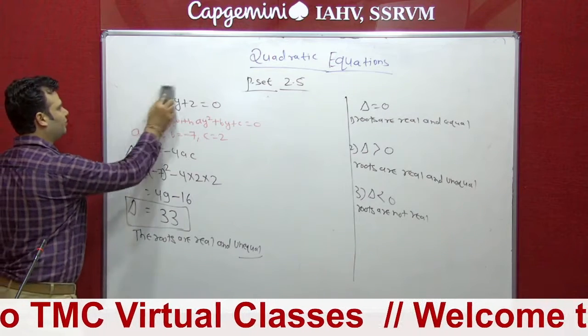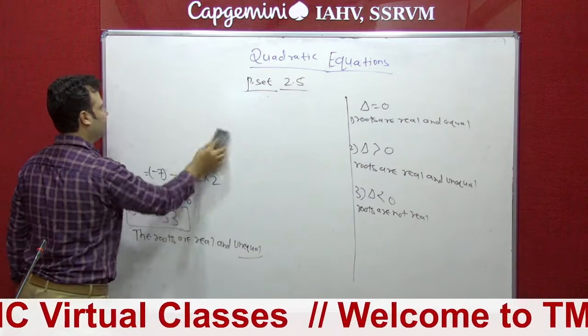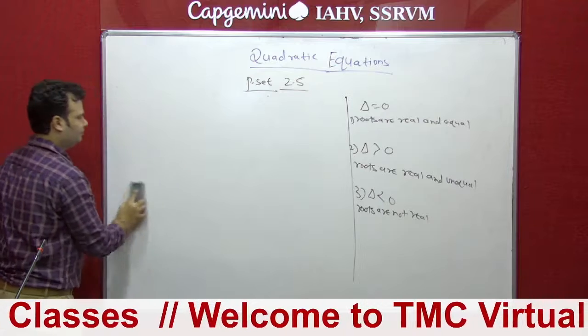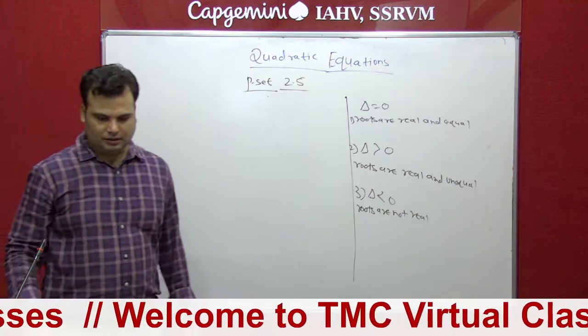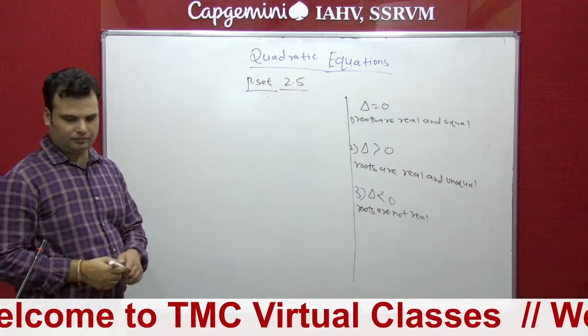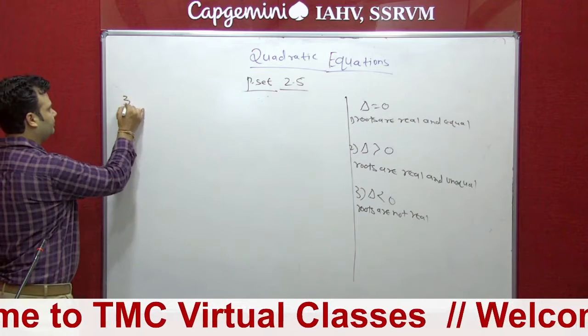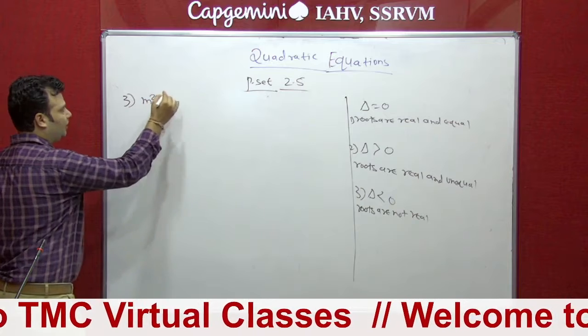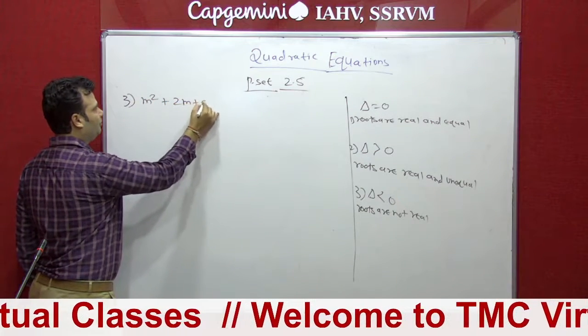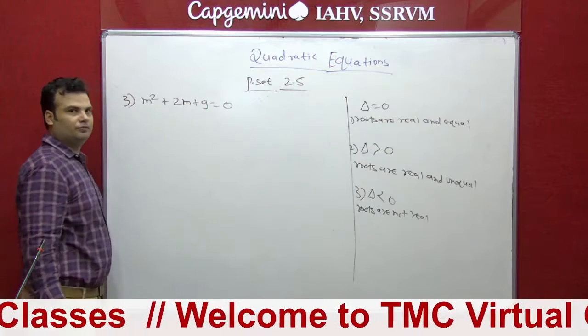Similarly, students, we can solve the last sum. Decide whether the roots of the equation are real. The third one is m square plus 2m plus 9 equal to 0.